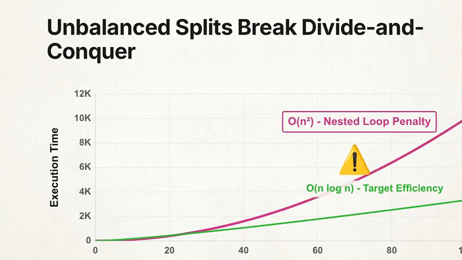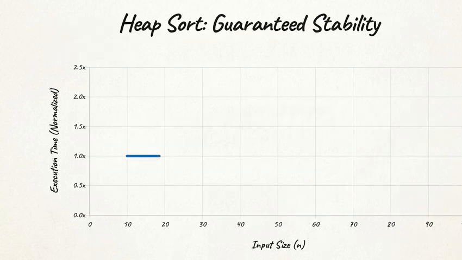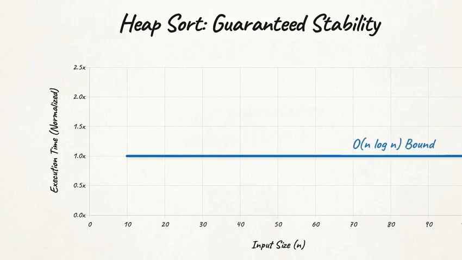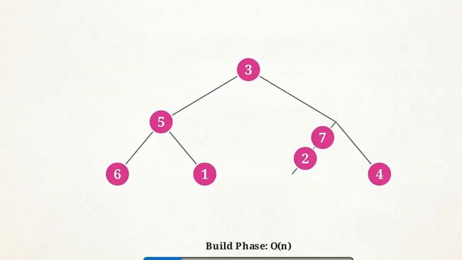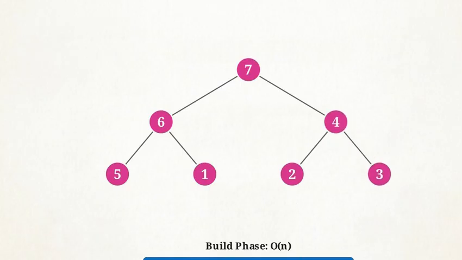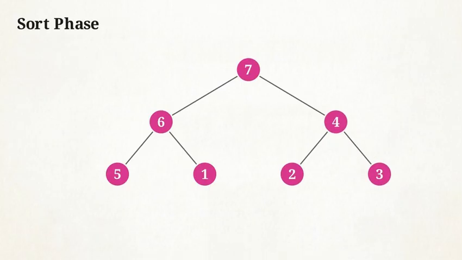a basic nested loop. Heap sort provides a mathematical guarantee of n log n speed, regardless of the input data, eliminating the instability seen in quicksort. The first phase organizes the initial data into a max heap tree structure. Working from the bottom nodes up to the root, this build phase requires linear time, or big O of n.